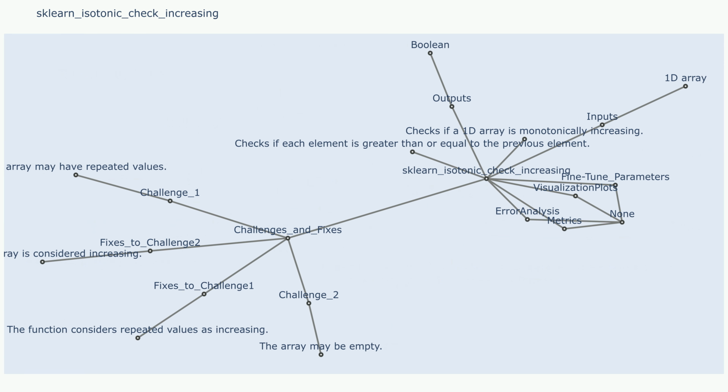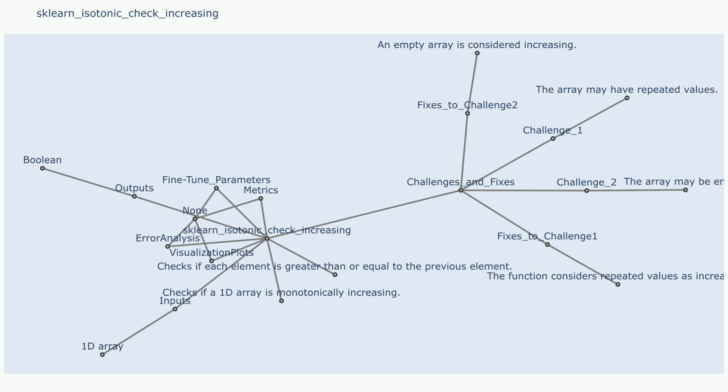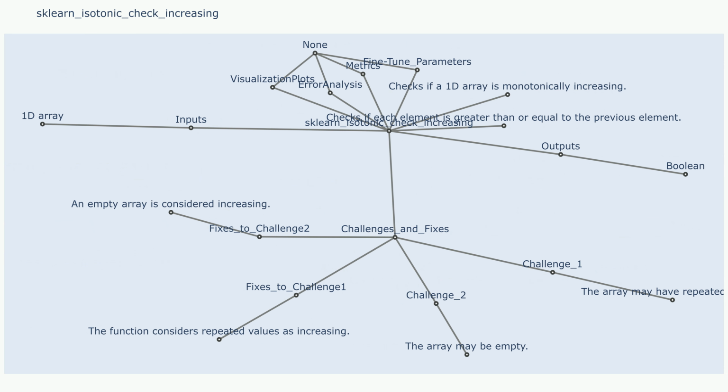Inputs. Input 1: y. Explain in detail. This input represents the sequence of values that need to be checked for monotonicity. It can be a NumPy array or a list of numerical values. Input 2: increasing. Explain in detail. This Boolean argument specifies the direction of the expected monotonicity. If true, the default, the function checks for an increasing sequence. If false, it checks for a decreasing sequence.